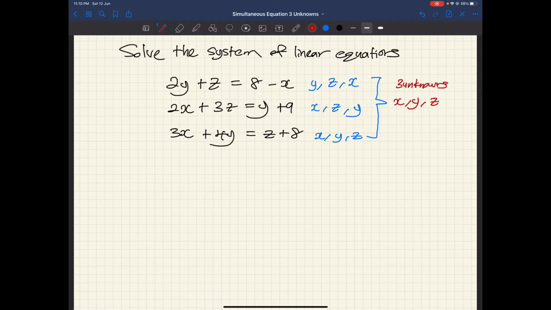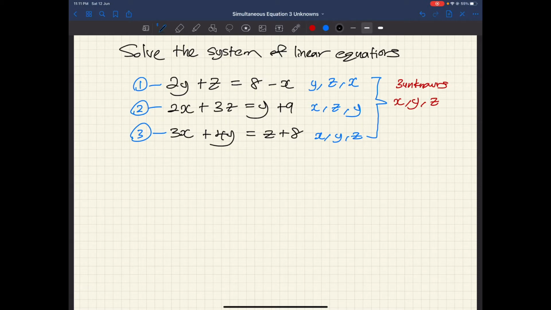If you have three unknowns, you need to have three equations. In this case, we have three equations here, so we can solve this. Let me label them: this is the first equation, this is the second equation, and this is my third equation. So let's start with the first one. What am I going to do?